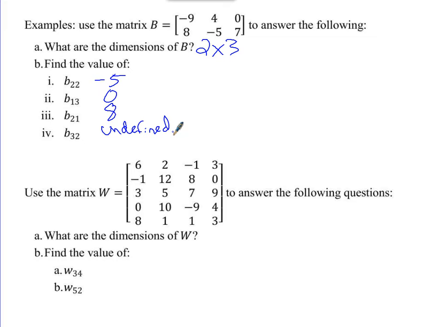Okay, go ahead and try A and B for that matrix W. What are the dimensions of W? 5 by 4. What's the value of W34? W34, row 3, column 4, puts me at 9. And how about W52? W52 gives me row 5, and then column 2 is right there, and that is a 1. So that's it.